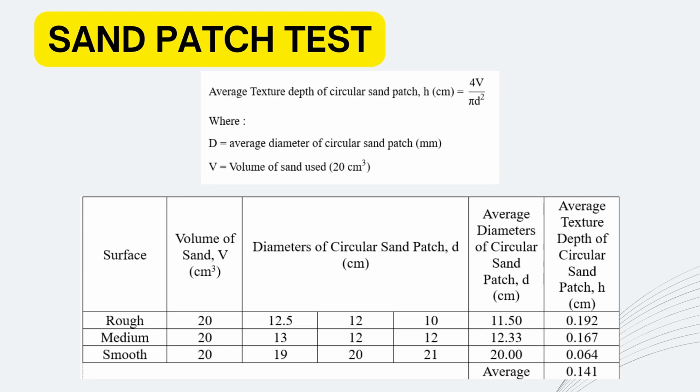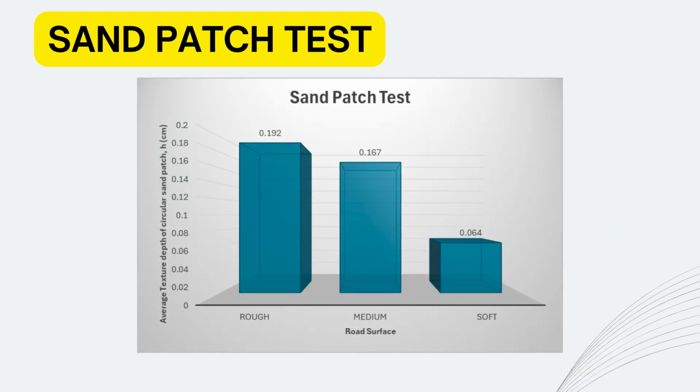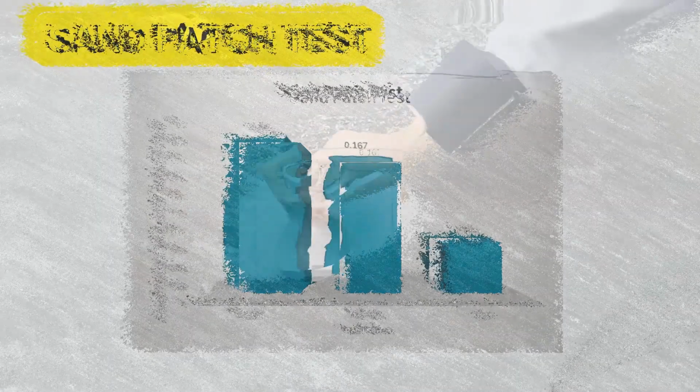cubic centimeters. The sand patch test shows rough surfaces with an average texture depth of 0.192 centimeters, medium surfaces 0.167 centimeters, and smooth surfaces 0.064 centimeters, correlating with their skid resistance. Graphical representation yet again indicates that the rough surface possesses the highest average texture depth.